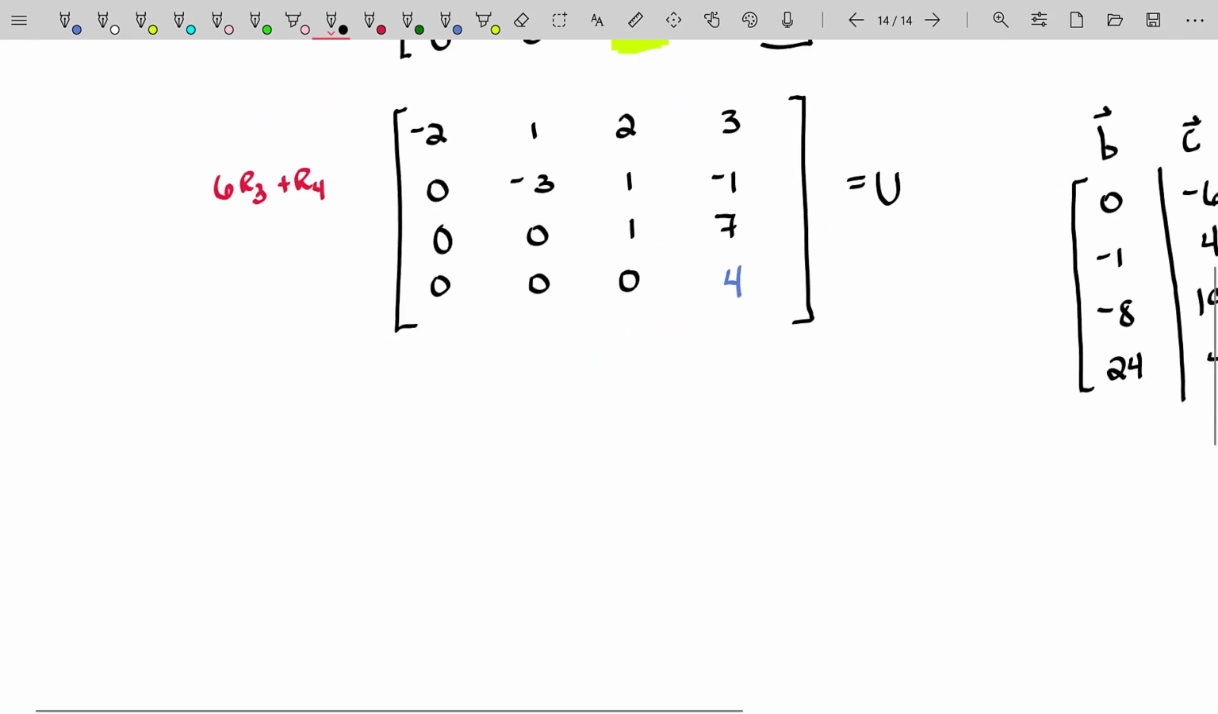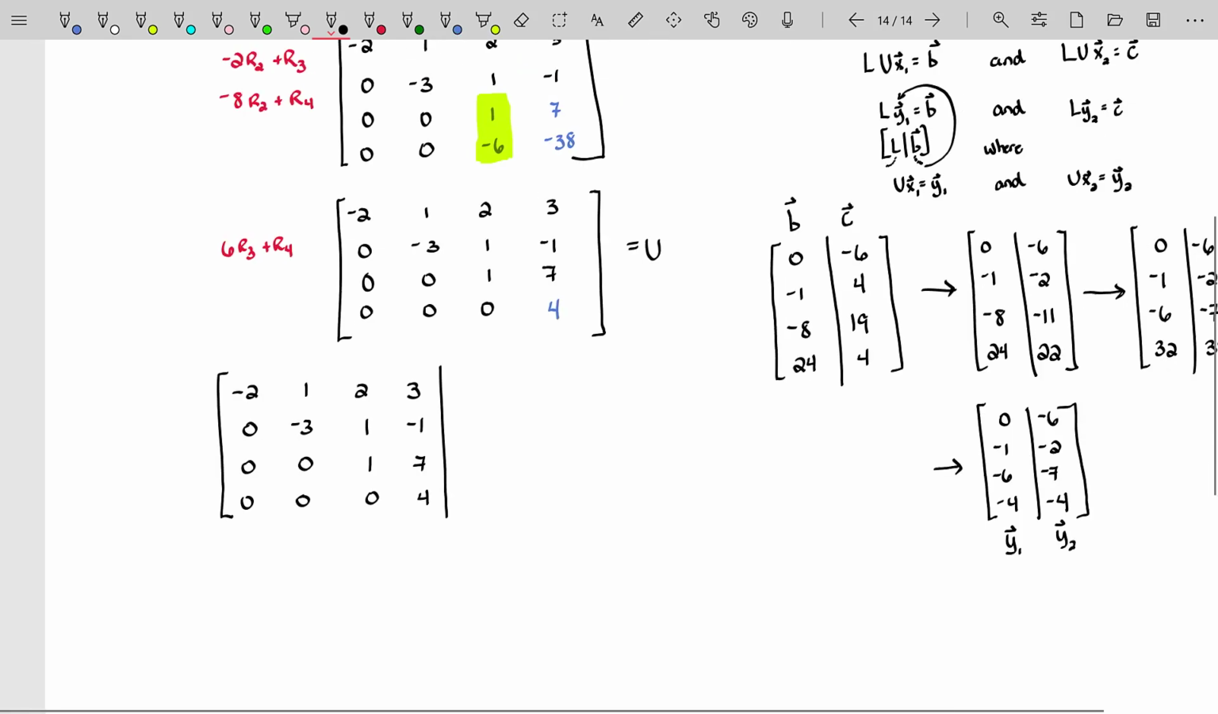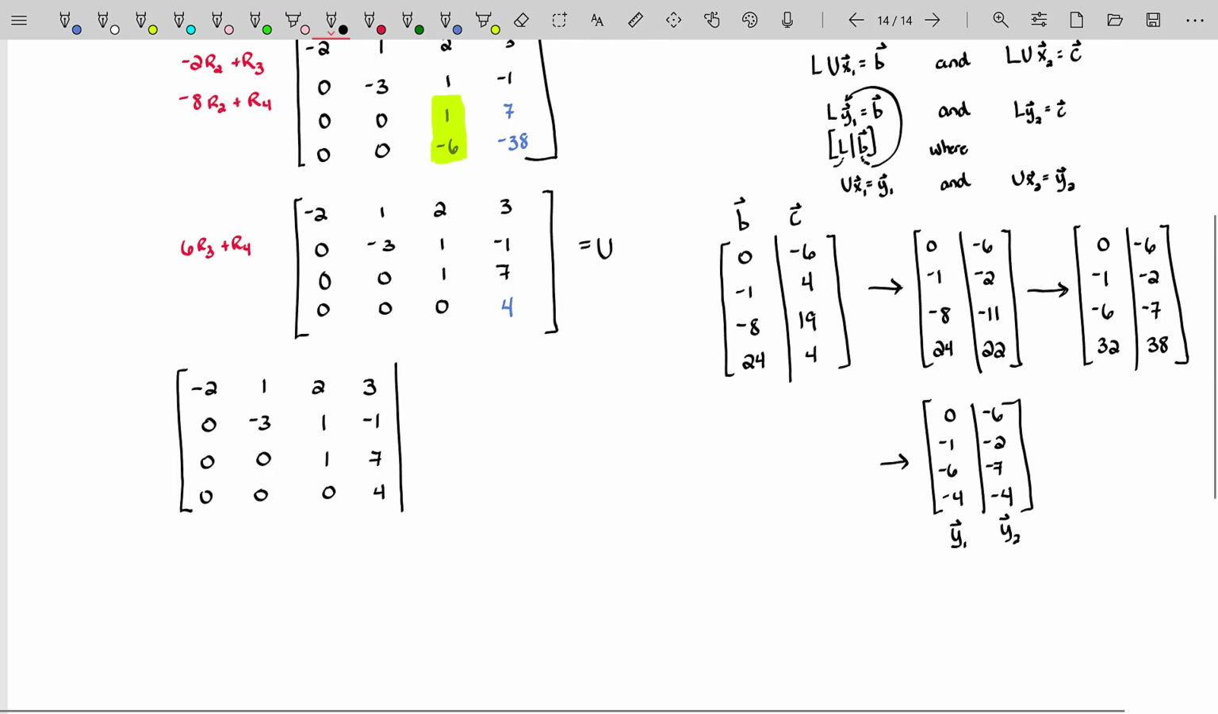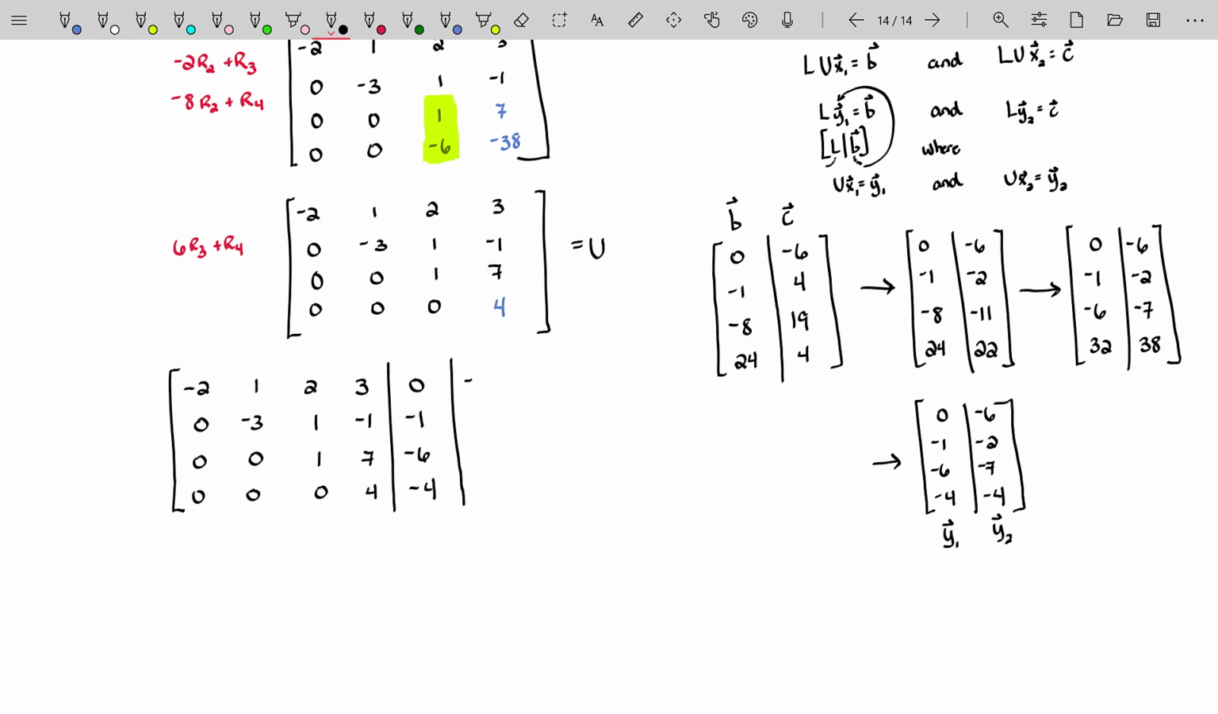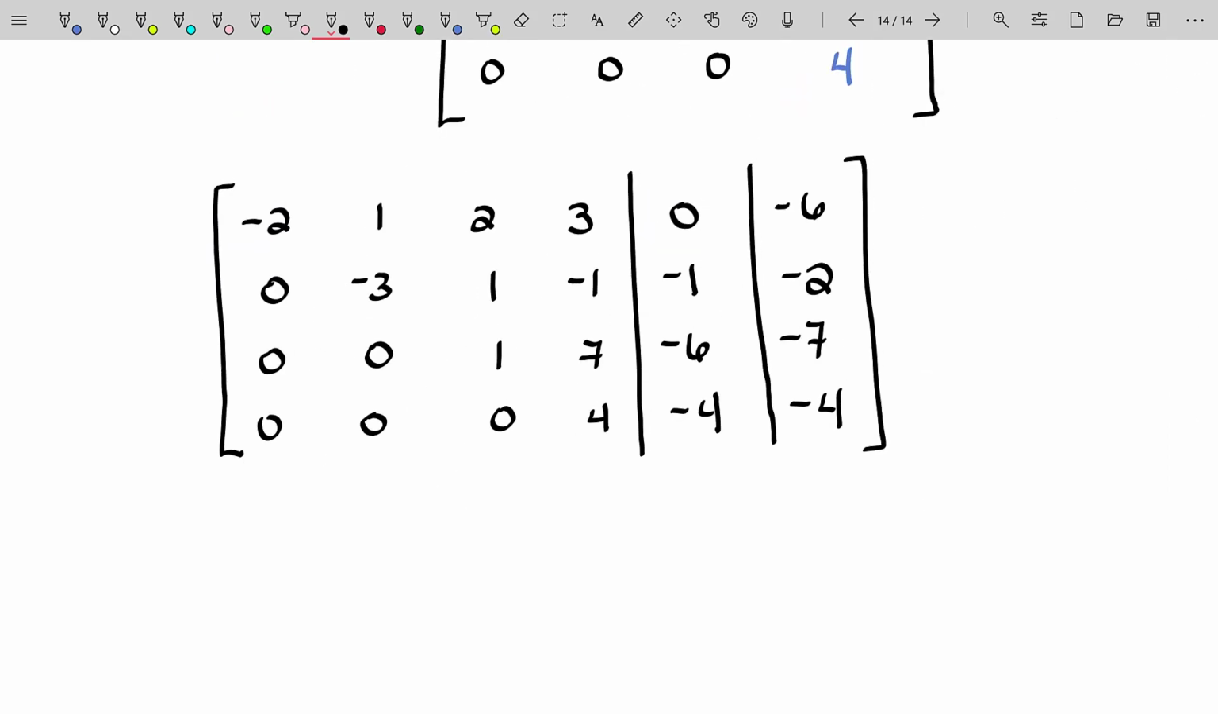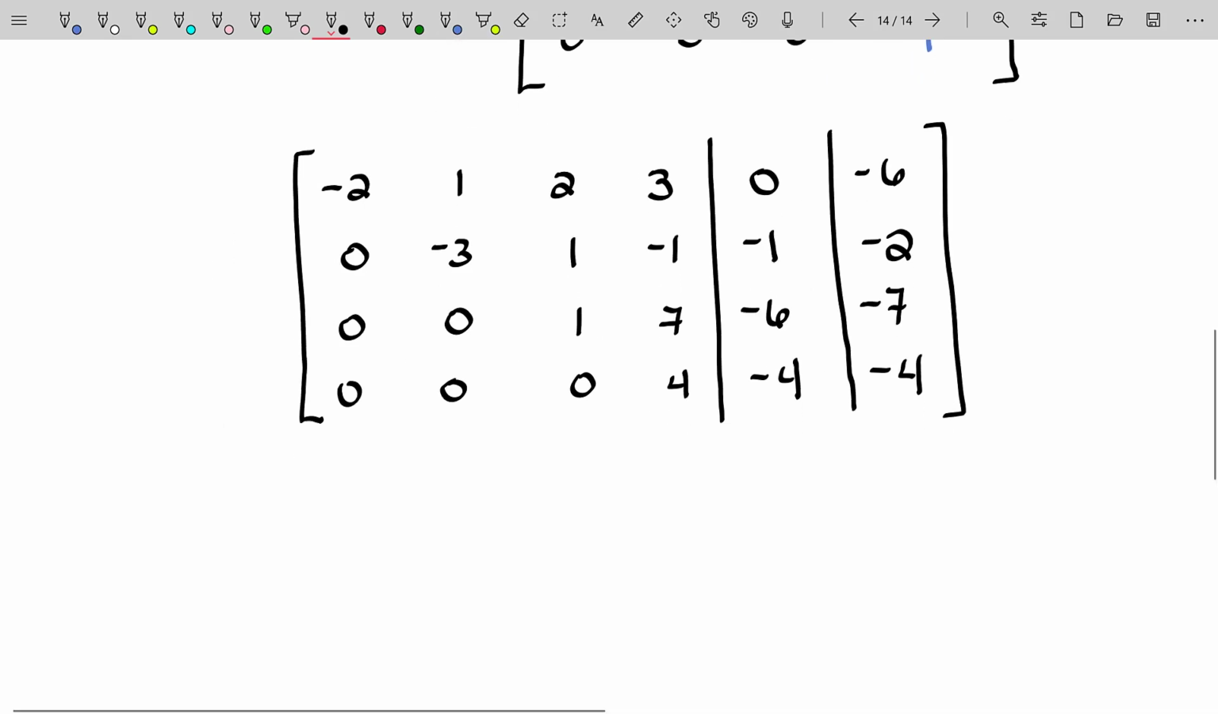And I will do this again in one fell swoop. I'll take the upper triangular matrix and I'll double augment it, with y1 and with y2. That way I'm just solving for both x1 and x2 simultaneously. It's the same row operations, so I don't want to have to repeat this process. So let's do this. Dividing row 4 by 4. Well, I'm just going to do that.